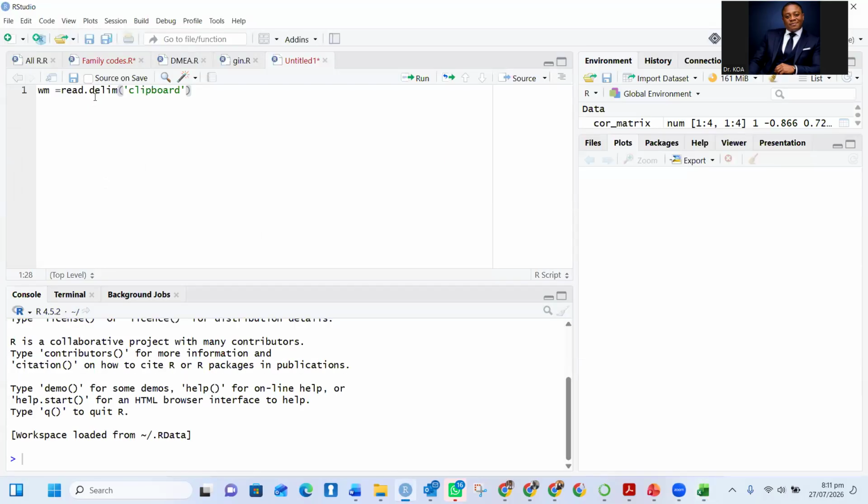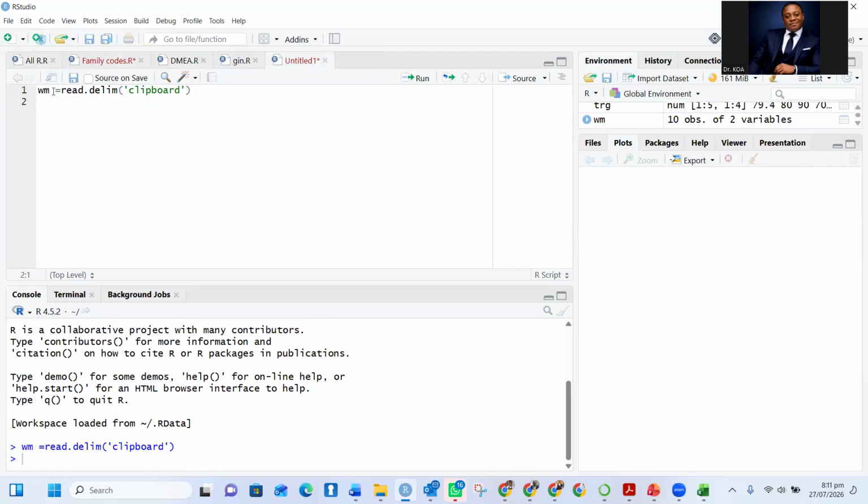Come to your R Studio. Don't wait for me to get to the end before you say, hey, how did you do it? If you are doing what I'm doing and you don't get it, ask. Click anywhere in the number 1 and do Control Enter. That will load the data into R Studio.